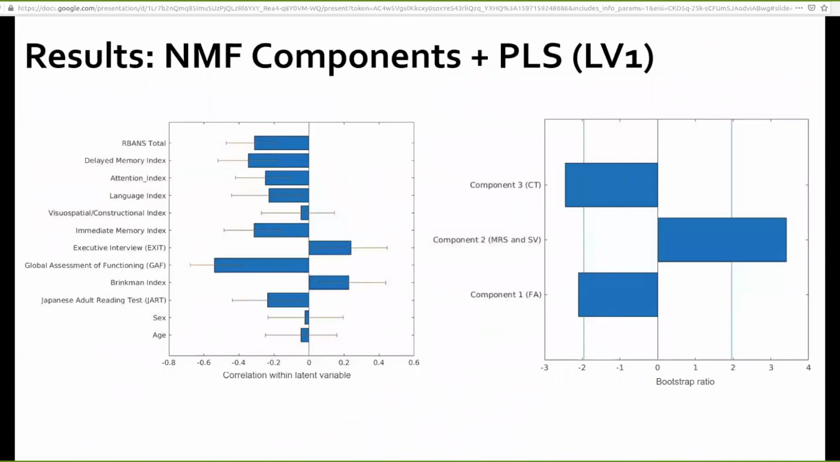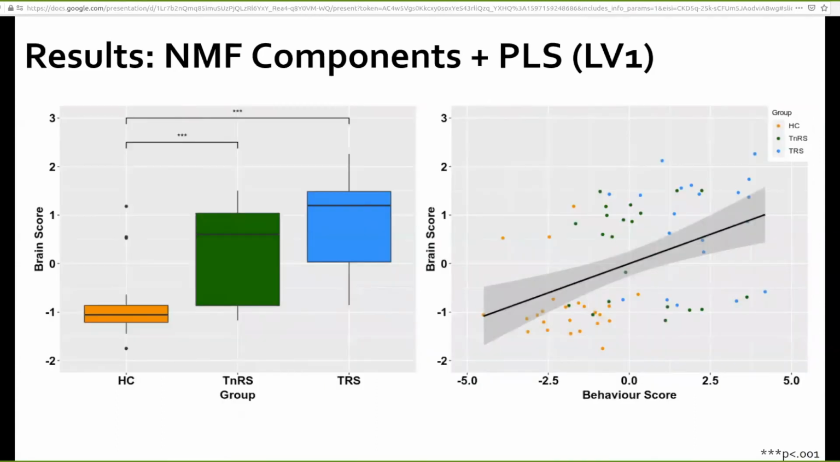So next, to relate the identified NMF-generated subject weights to behavioral measures, we use partial least squares analysis, which is a multivariate technique that relates 2 sets of variables to each other. Here we are looking at latent variable 1, which was significant, and we see that a brain feature expression of low FA, elevated neurometabolite levels, high structure volumes, and cortical thinning is related to cognitive impairment as assessed by the RBANS, EXIT, and JART, decreased functioning as assessed by the GAF, and a greater degree of cigarette smoking as assessed by the Brinkman Index.